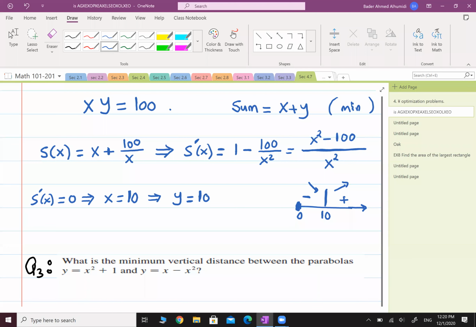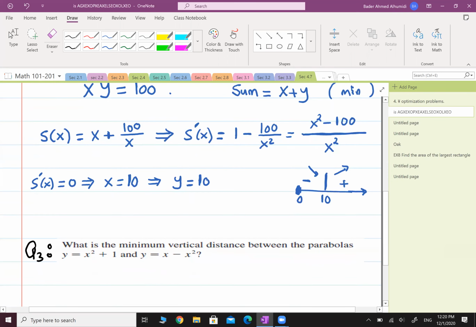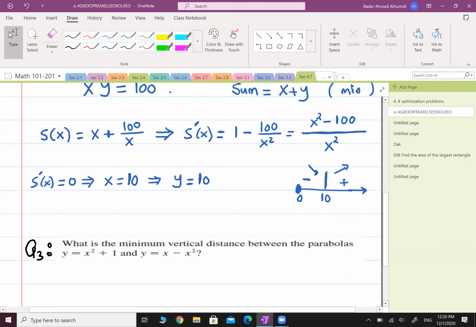For example, if we take 100 and 1, the sum is 101. If you take 20 and 5, it will be 25. If you take, for example, 40 and 2.5, that will give you 42.5. So we cannot find a sum less than 20 with multiplication equal to 100. That is another exercise. If you have any questions, please, you can always ask questions about these kinds of points.